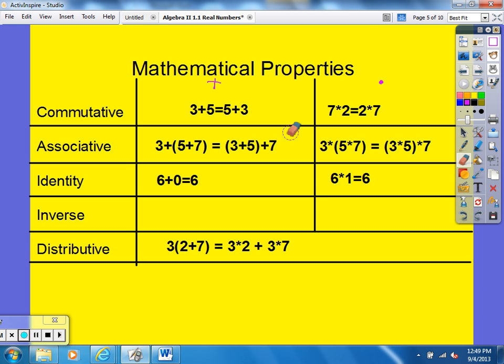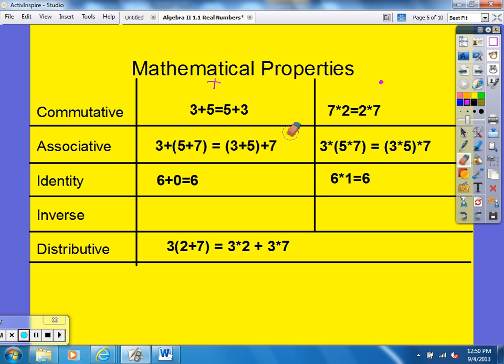This last property is the one that most people don't actually know. Inverse. Inverse means opposite. You guys are going to talk about inverse quite a bit. In fact, when you solve an equation like x plus 2 equals 5, you use the inverse operation. You subtract 2, right? So inverse of addition is actually going to get us back our identity number.